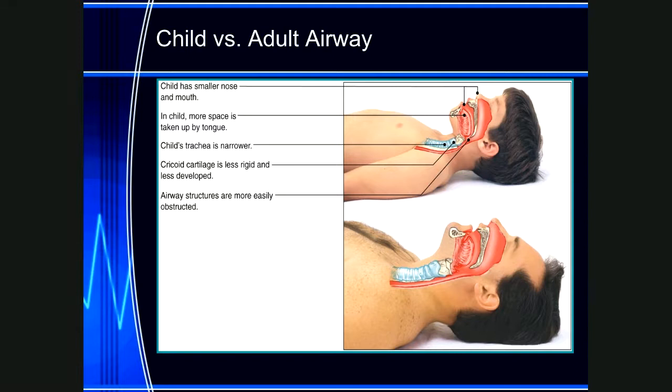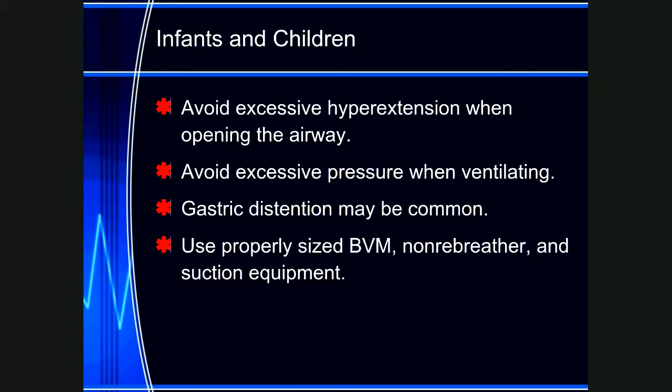We want to put a rolled towel underneath the shoulders of the child, because if you notice, the child's head is more oblong than the adult head. So we have to pad underneath the shoulders versus using the head tilt chin lift method, because we do not want to collapse their trachea. With infants and children, we want to avoid excessive hyperextension of the airway. This can collapse the trachea and close off the airway.